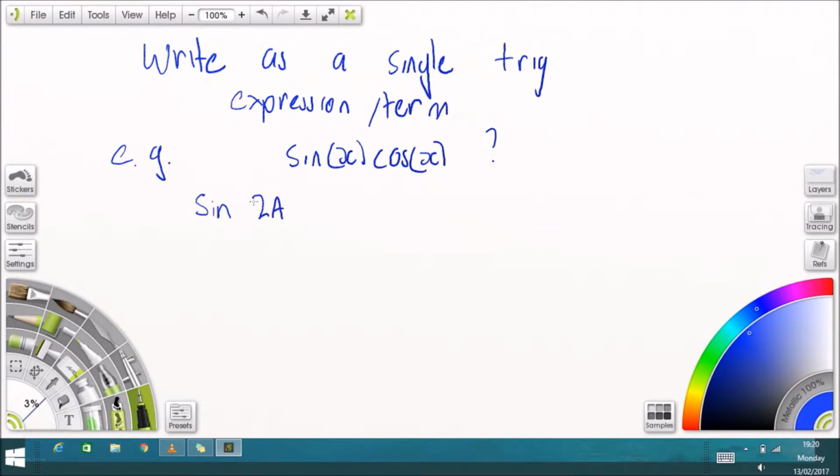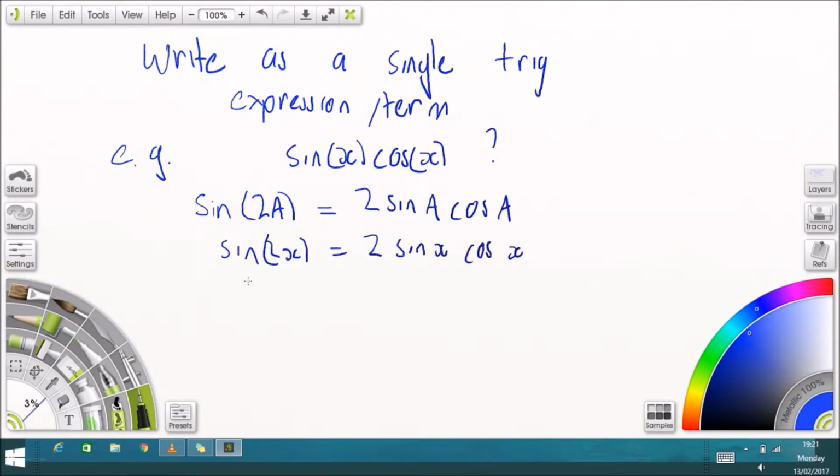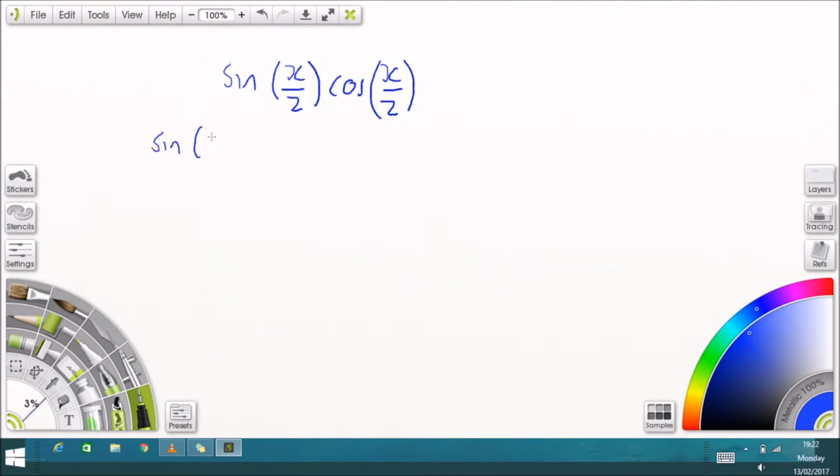Here's an example of when we might use it. A very basic example: how do we get from sine of an angle times cosine of the same angle to a single term? Sine of 2A equals 2 times sine A cos A, which is the formula straight from there. If I substitute in what was in the angle, so we've got x inside the angle, I'll swap that in for A. And with a bit of algebra, I can rearrange it so that sine x cos x, which is what we started with in the question, can be written as sine 2x over 2.